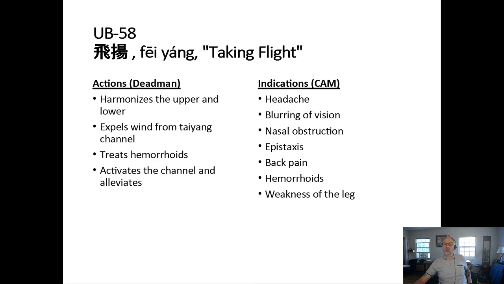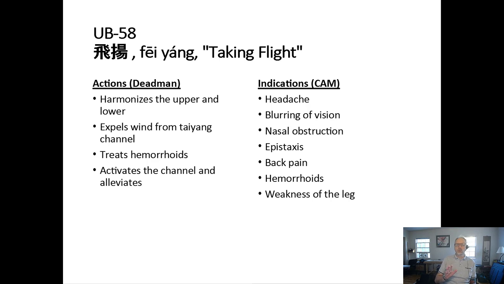Harmonizes the upper and lower. Expels winds from the Tai-Yang channel. Treats hemorrhoids, activates the channel, alleviates pain. What they mean by harmonizes the upper and lower is this. Sometimes we get excess above, and so we get this nice little round Buddha belly. And then we have deficiency below the waist, and so that is how we describe somebody who has a pear-shaped upper body with little stick legs. They have an upper excess and a deficiency below.